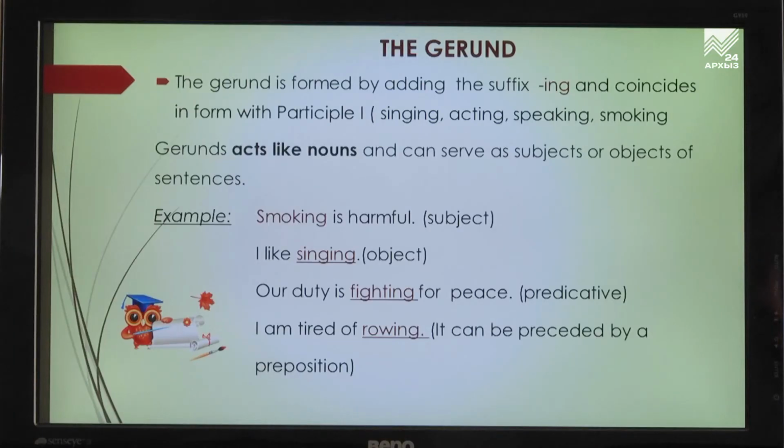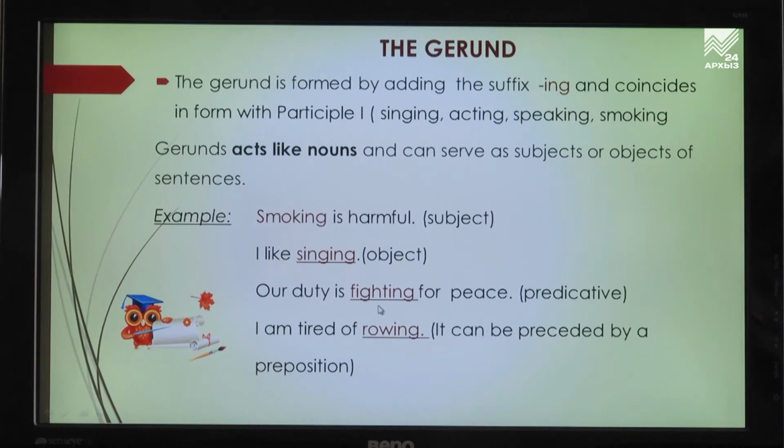Our duty is fighting for peace. So the gerund can be a predicative in the sentence, that is a part of the predicate. It can't be a predicate, but it can be only a part of the predicate. Наша обязанность бороться за мир. Fighting is a predicative. Here is a link verb. Fighting is a predicative, the part of the predicate, of the verbal predicate.